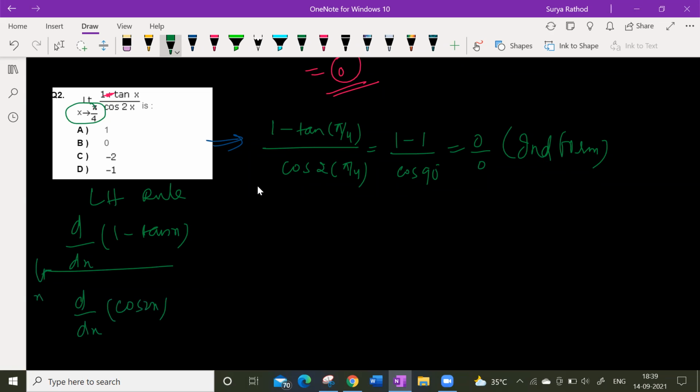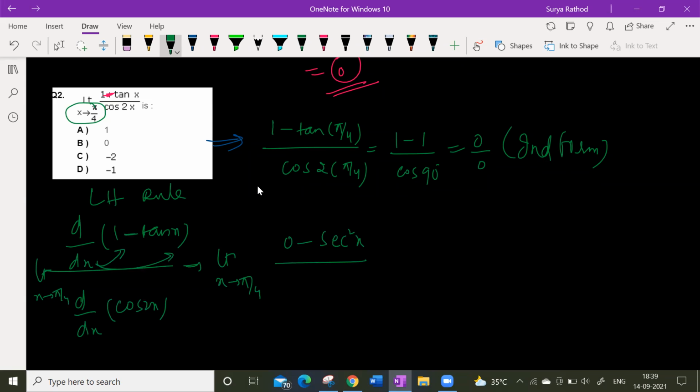Limit x tending towards pi by 4 as it is. d by dx of 1 is 0, minus d by dx of tan x is what? Minus secant square x. As it is I'm writing, d by dx of tan x is secant square x.